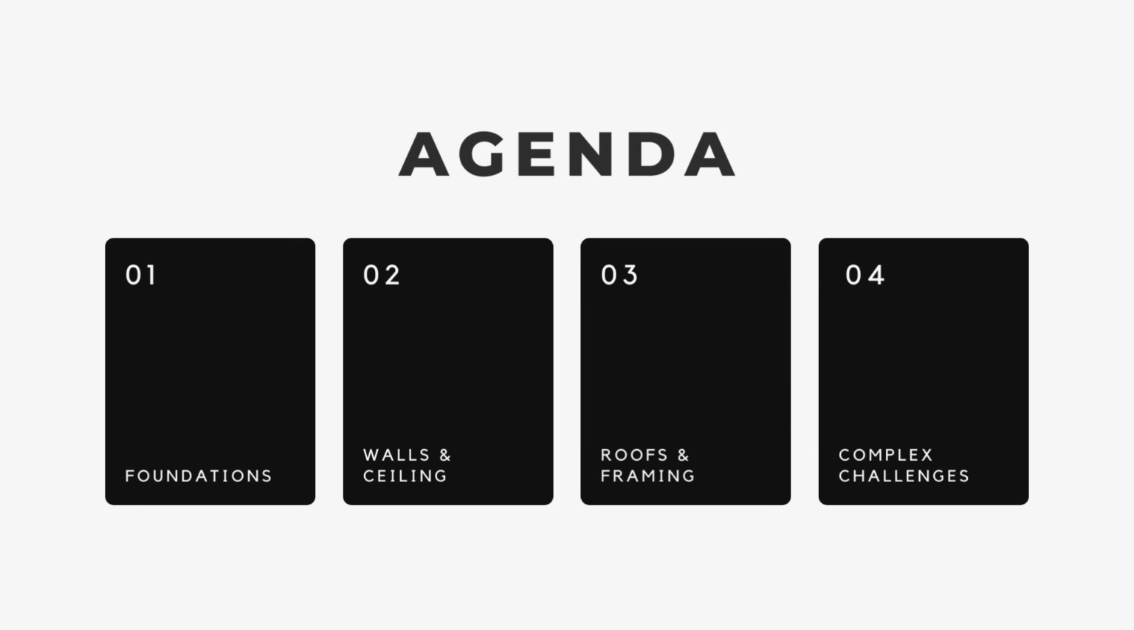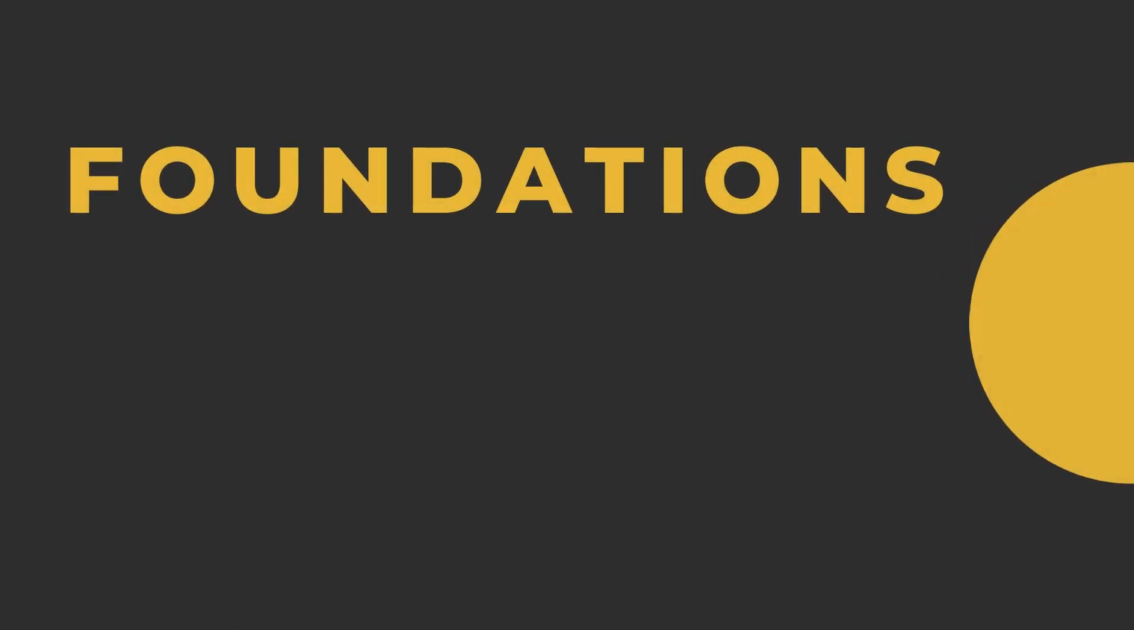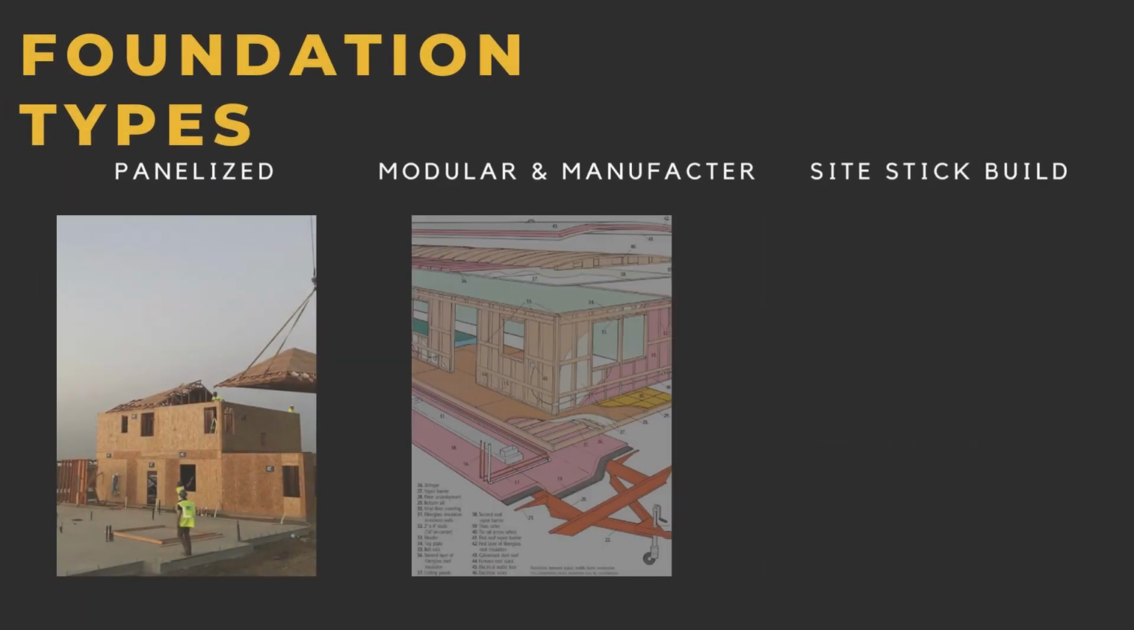We're going to talk about foundations. We're going to talk about wall and ceiling drying and roofs and framing, and then some complex challenges that come with those. So let's get into it and start talking about those. The first thing we're going to talk about a little is foundations. And you say, well, why would I need to dry a foundation? Well, the same reason you'd need to dry anything else.